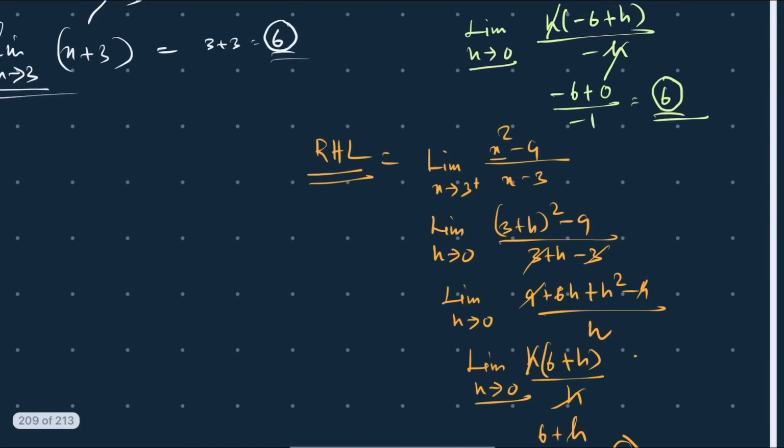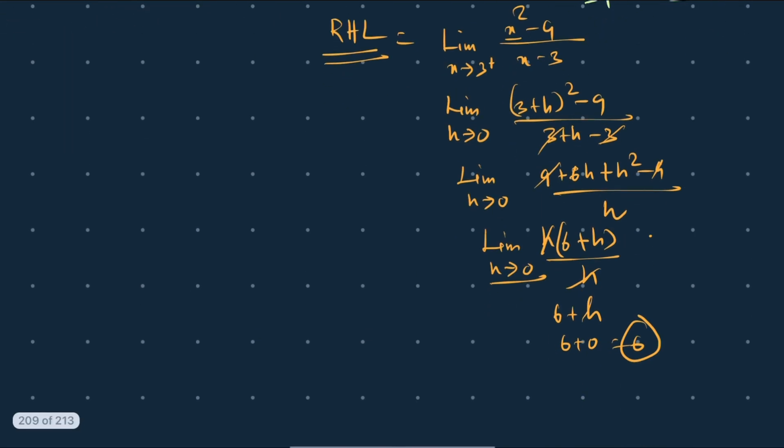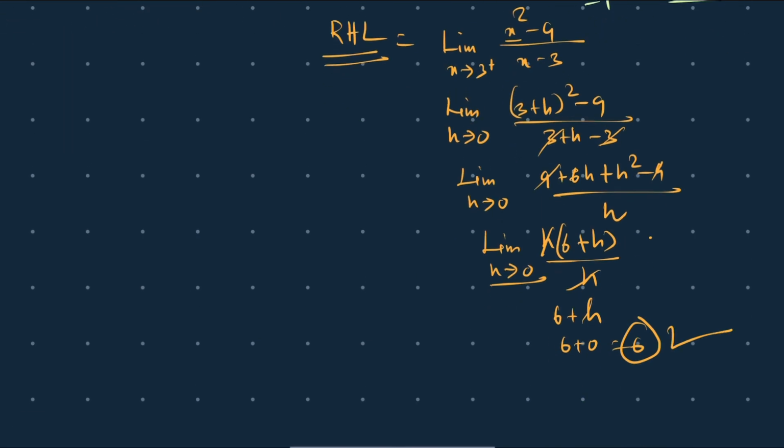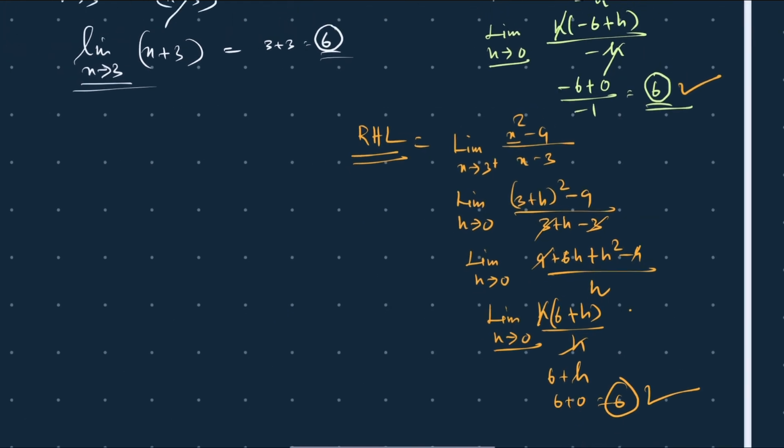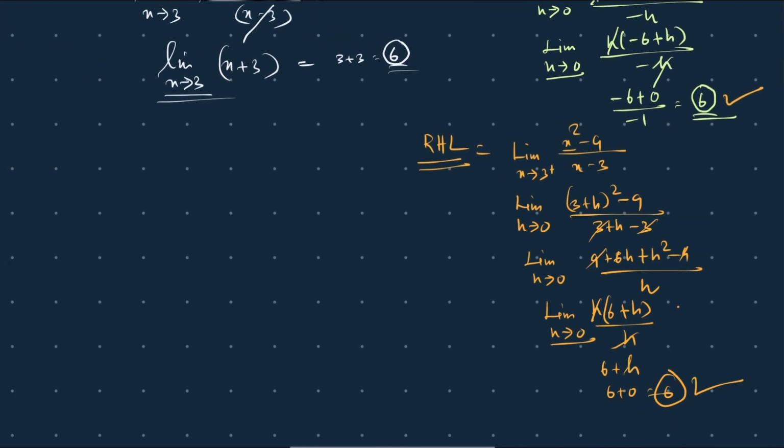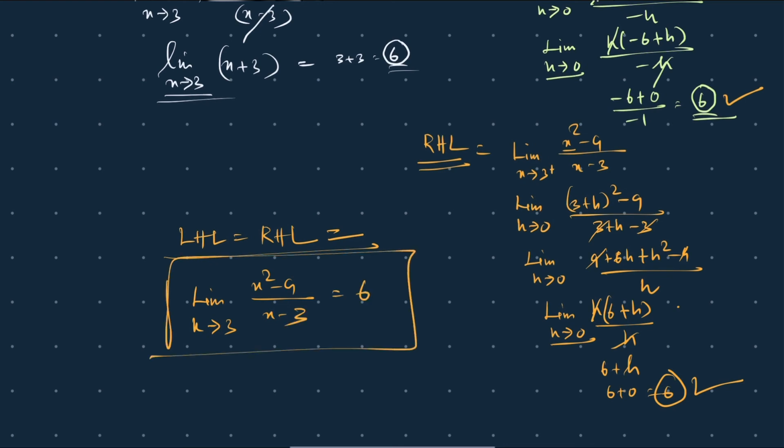Now you can see left hand limit is equal to 6 and right hand limit is equal to 6, right? So LHL is equal to RHL. So here you see LHL is equal to RHL. So the final answer is: limit x tends to 3, x square minus 9 by x minus 3 is equal to 6. This is the answer. Okay, I hope you understood this concept completely.